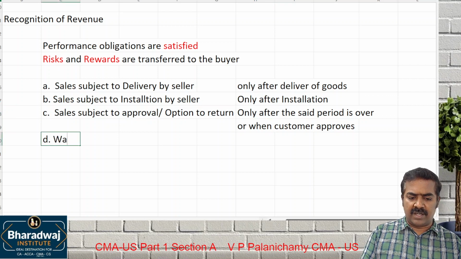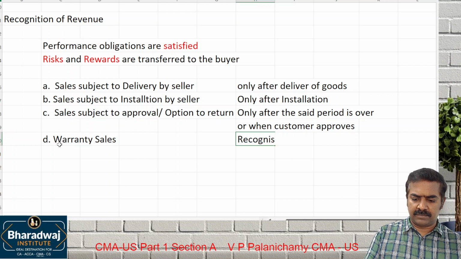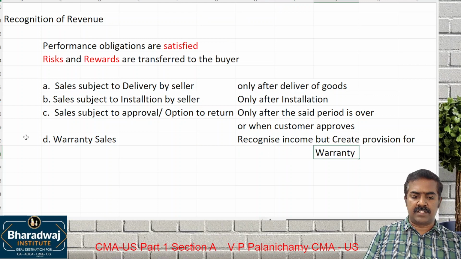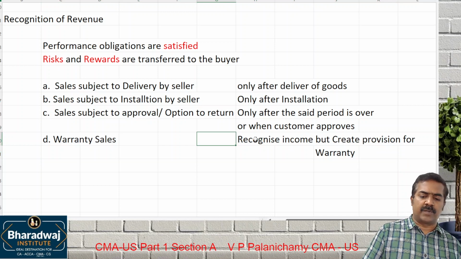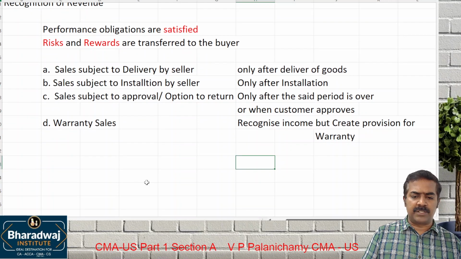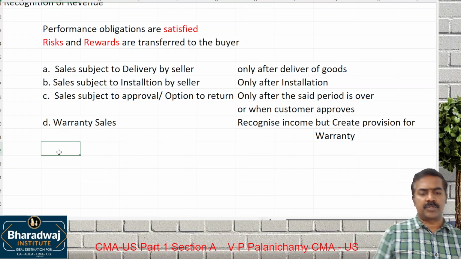So what about warranty sale? Simple. Recognize income, but create provision for warranty. We are going to discuss this separately. When a sale is made with warranty like 5 years or 4 years, you will record the income, but you will create provision for which one? Warranty. Please note all these things. These are not within the material, so I request you to note this as classroom notes.